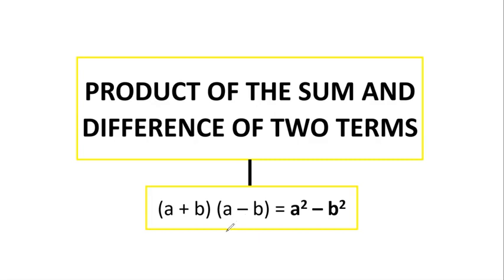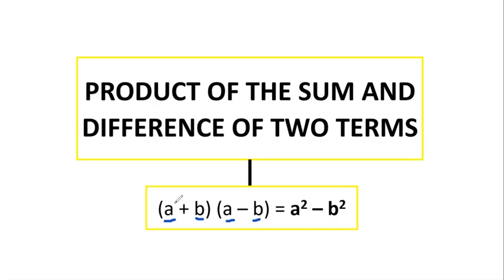So again, when we have two binomials, let's say we have a plus b and a minus b, they have the same first term, just like here, a, the same first term, and the same second term, which is b.